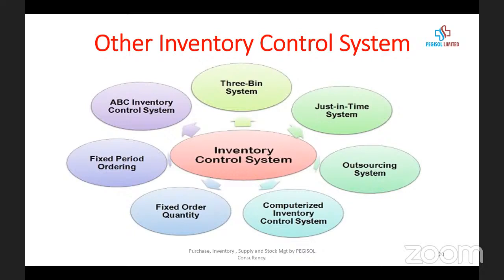The fixed order quantity: every particular time, let's say in a month, you use 4, so every month you just supply 4 kits of HIV. That's a fixed order quantity inventory system. We have fixed period ordering: every 3 months, they supply 30 packs. So that's fixed period ordering. So read up the ABC inventory control system, read up the 3 bin system, read up the just-in-time system, and you can also read up the outsourcing system as part of the inventory control systems. Okay.